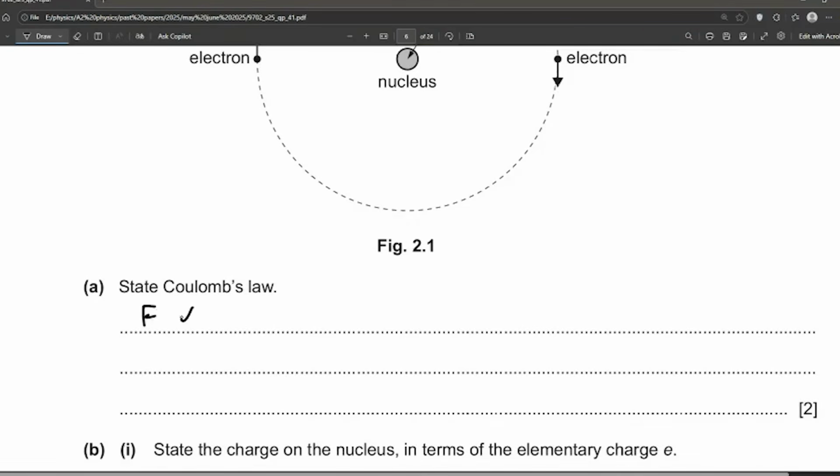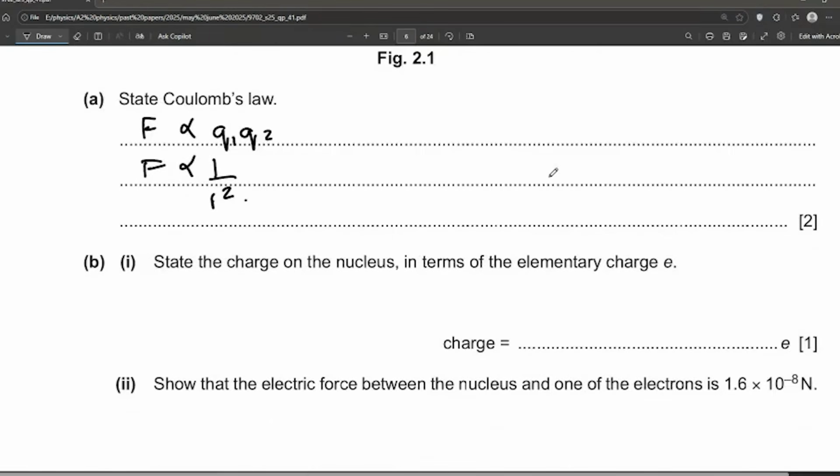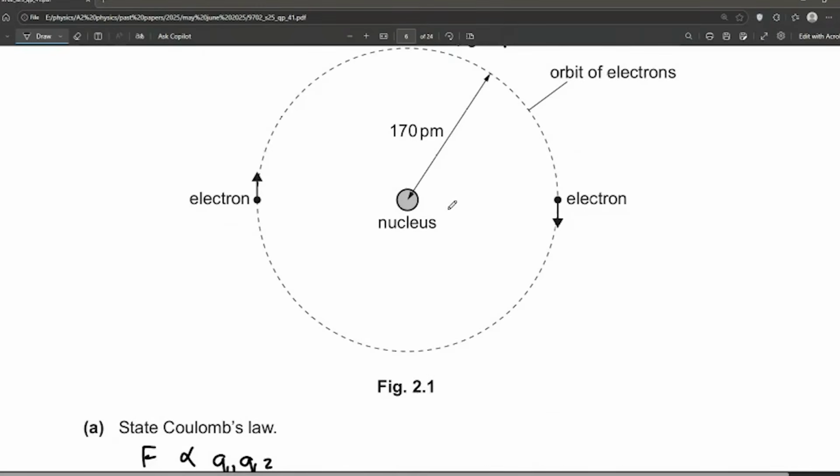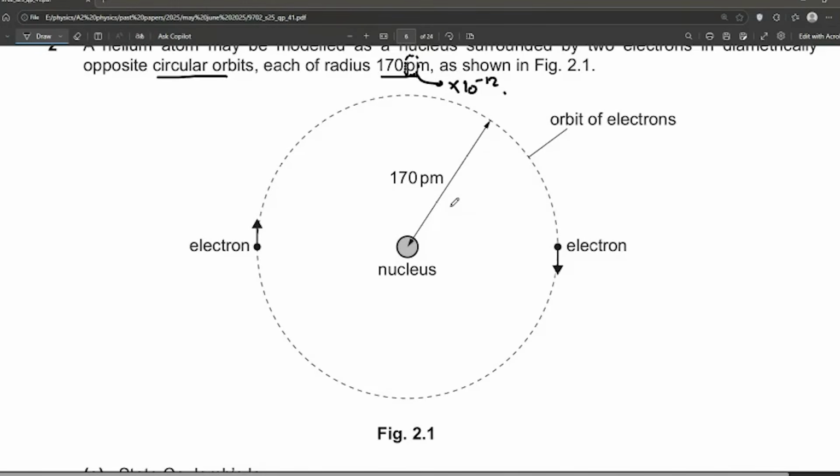Force is directly proportional to the product of charges. Force is inversely proportional to the square of separation. I am not writing the complete law. State the charge on the nucleus in terms of elementary charge.